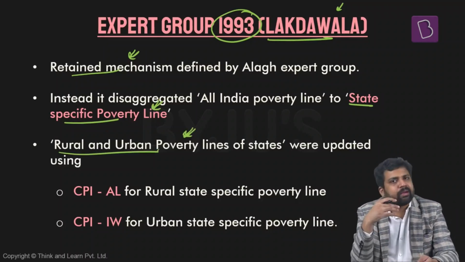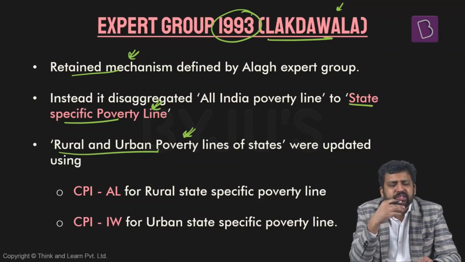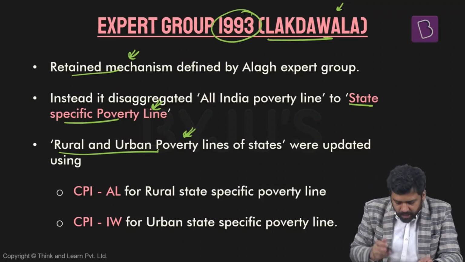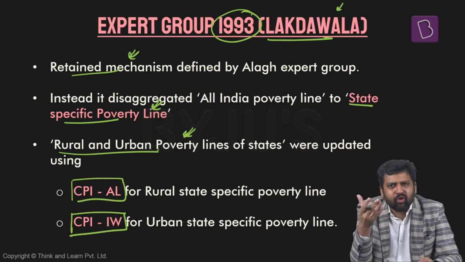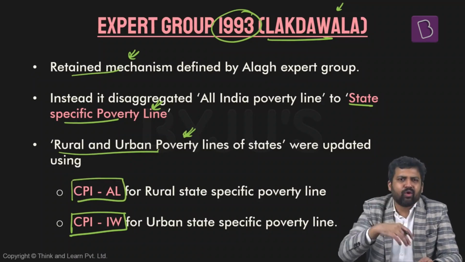Also, they are adjusting for inflation, and for that they're taking into consideration two different indexes. In urban areas, they're taking CPI for industrial workers. In rural areas, they're using CPI for agricultural laborers. Now, what are these two terms? If you have already done your economics part, you might have some clarity on it. Or else, in a nutshell, I can just explain.